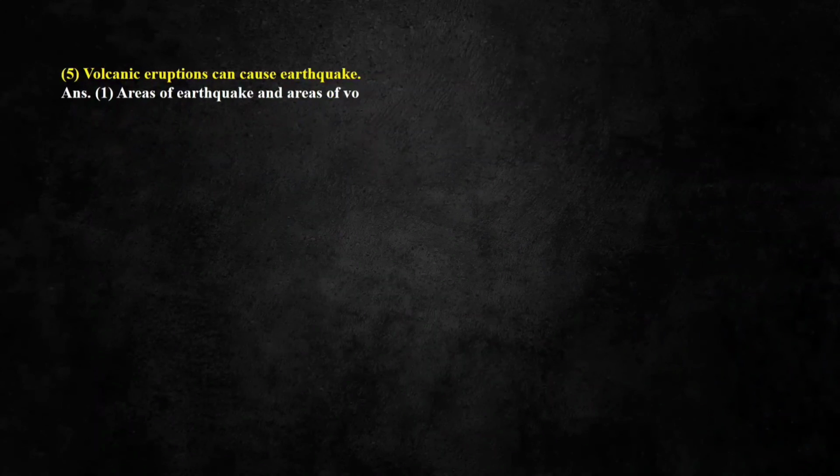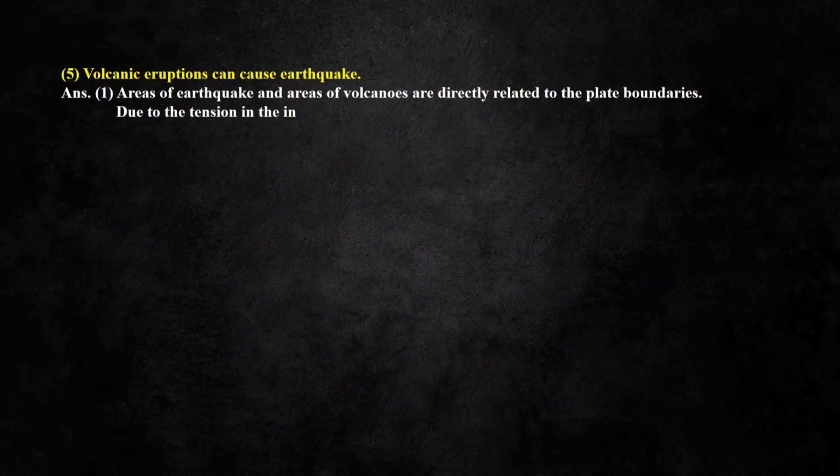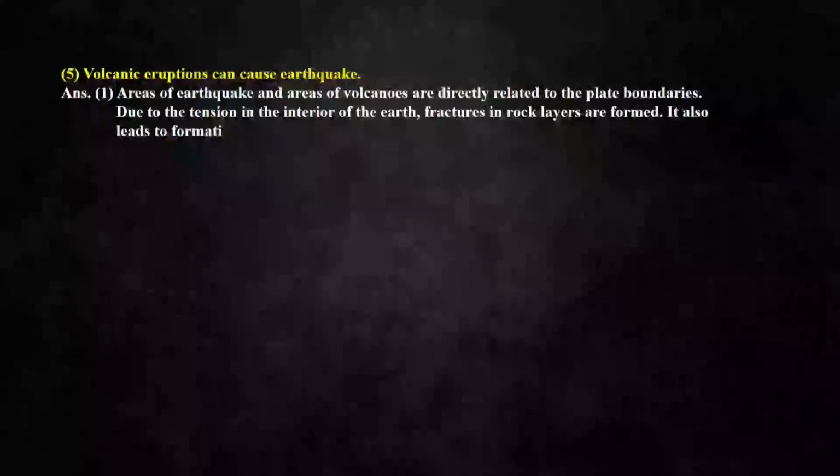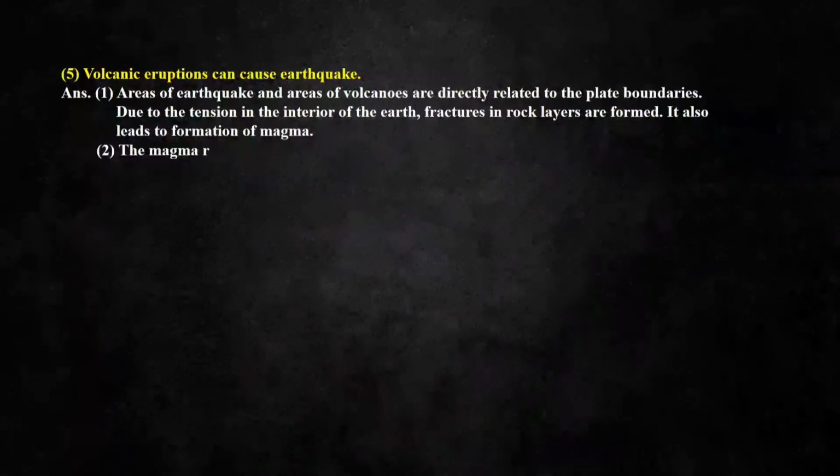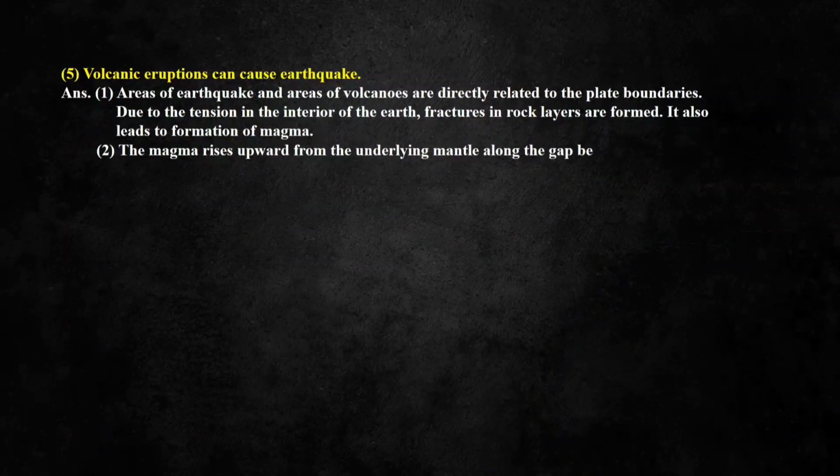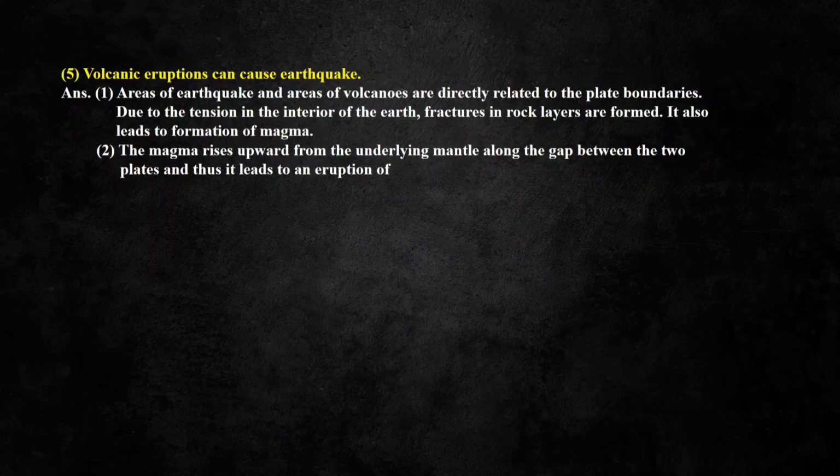Volcanic eruption can cause earthquake. Areas of earthquake and areas of volcanoes are directly related to the plate boundaries. Due to the tension in the interior of the earth, fractures in rock layers are formed. It also leads to the formation of magma. The magma rises upward from the underlying mantle along the gap between the two plates.